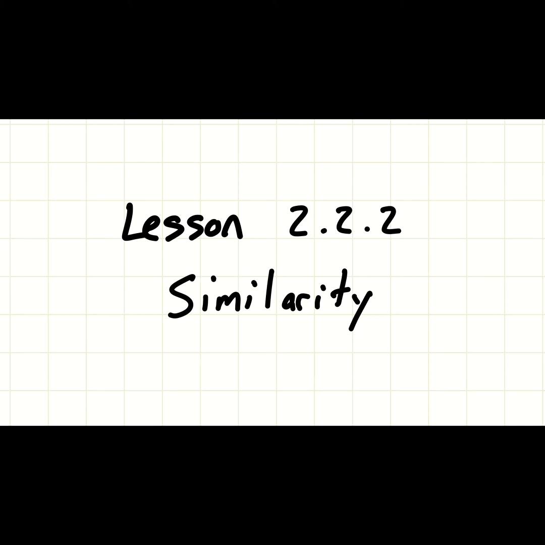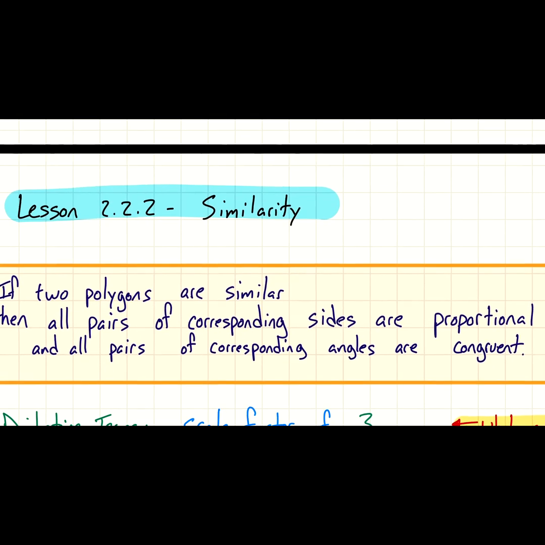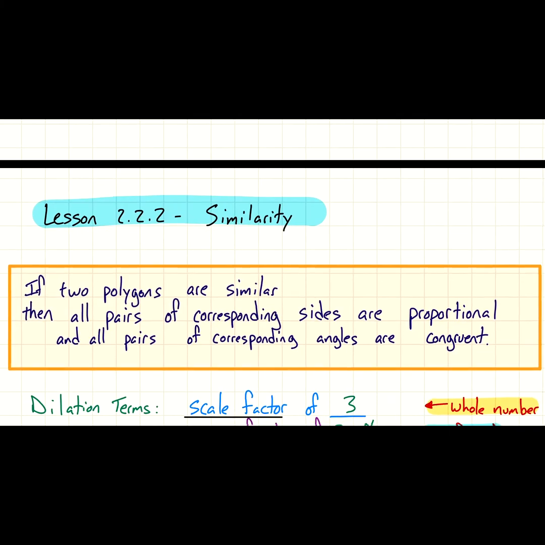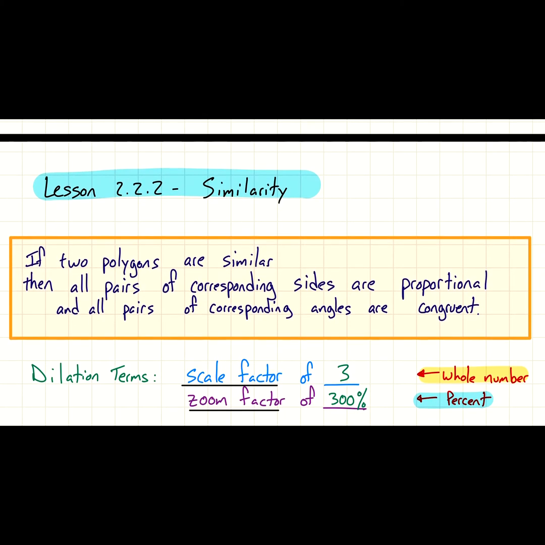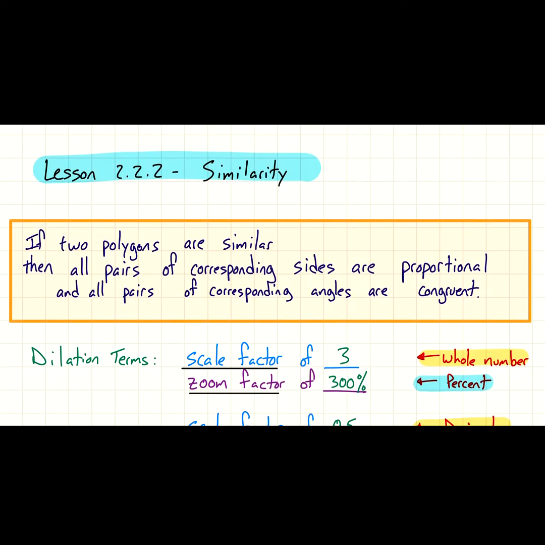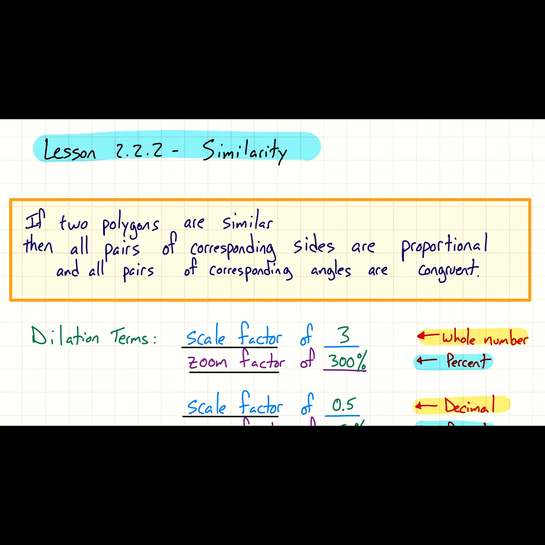Hi everyone, this is lesson 2.2.2 on similarity. This continues our discussion on dilation that we had on a previous lesson. So this is what kind of summarizes what we need to know. We're looking into similarity so we could understand how to really find missing measurements when we compare similar shapes.